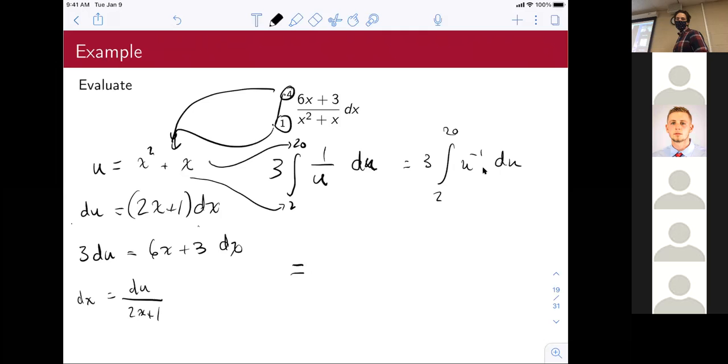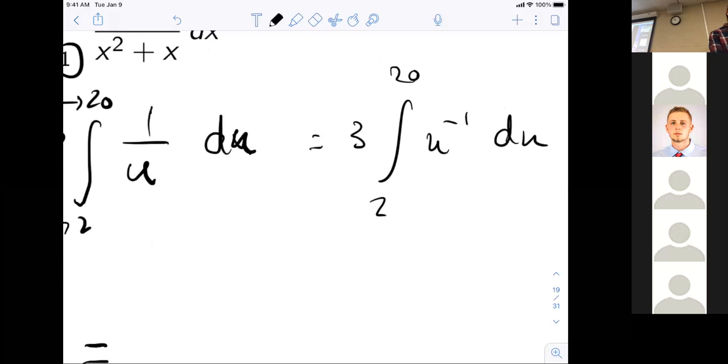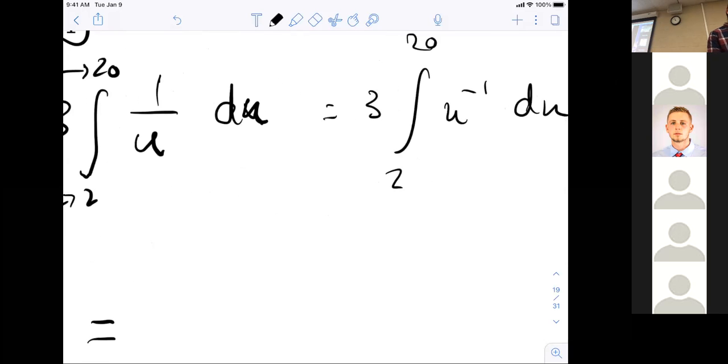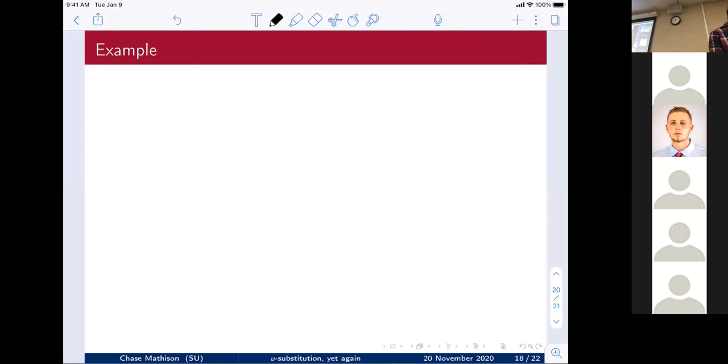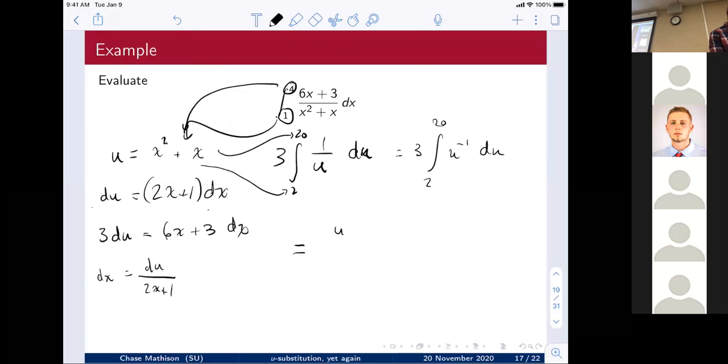Could you get 2 over u squared? No, because you're trying to use the power rule there, right? But we can't really do that because the issue with doing that is we would get u to the minus 1 plus 1 divided by minus 1 plus 1, but that's dividing by 0. So the power rule doesn't work when the exponent is minus 1.